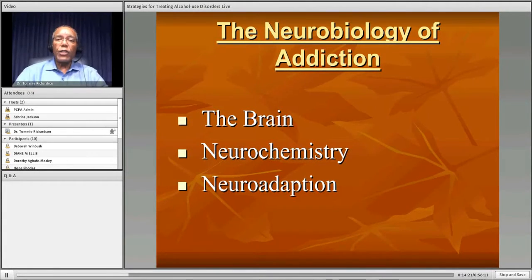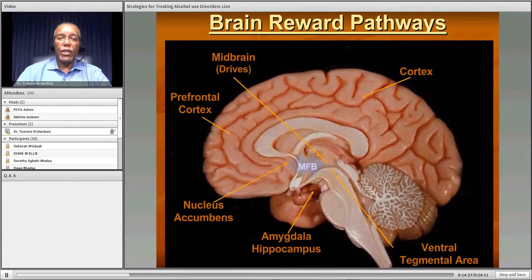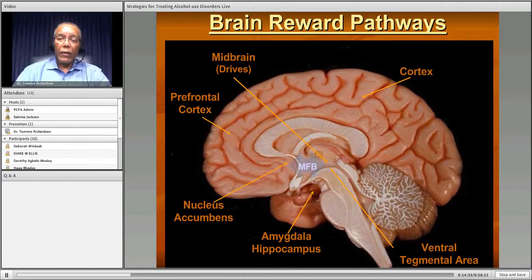The neurobiology of addiction, the brain, we're going to talk about the brain, the neurochemistry, and neuroadaptation. If you look at the brain, this is a sagittal section here, and it shows the nucleus accumbens, which is in the area of the medial forebrain. And this is where most of the addiction takes place. It's in the hypothalamic area, involving the ventral tegmental area and the prefrontal cortex, is also involved.